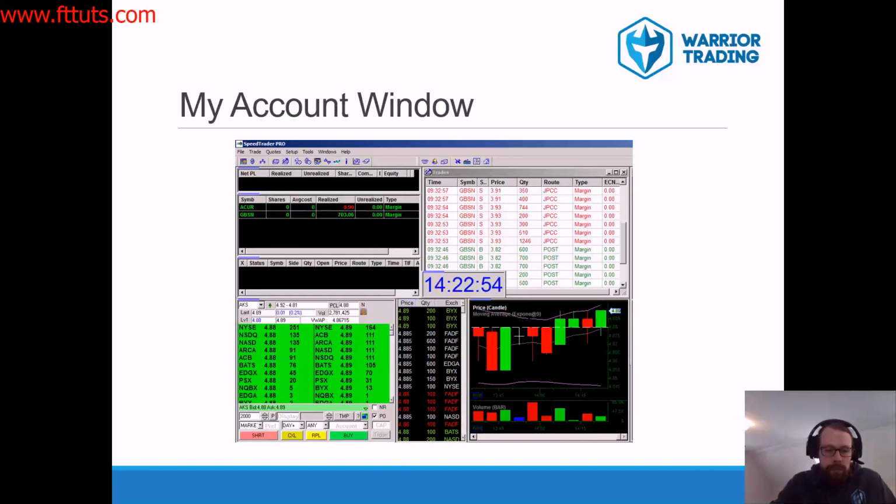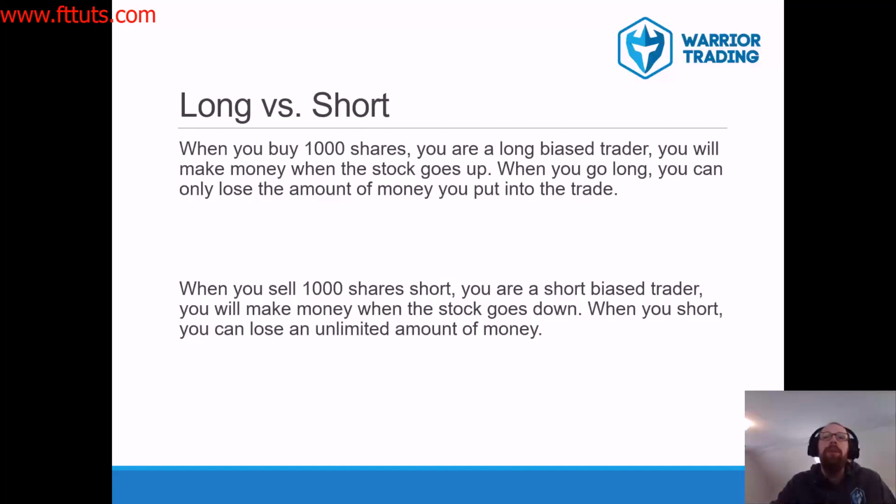All right, now, for some of you who are beginner traders, you may be a little unfamiliar with what it is to be long and what it is to be short. Now, when you buy 1,000 shares of a stock, you're a long bias trader. You make money when the stock goes up. When you go long, you only lose the amount of money you put in the trade. So if you buy 1,000 shares of a stock at $10, you have $10,000 of cash in that trade. Worst case scenario, the stock goes to zero, and you lost $10,000.